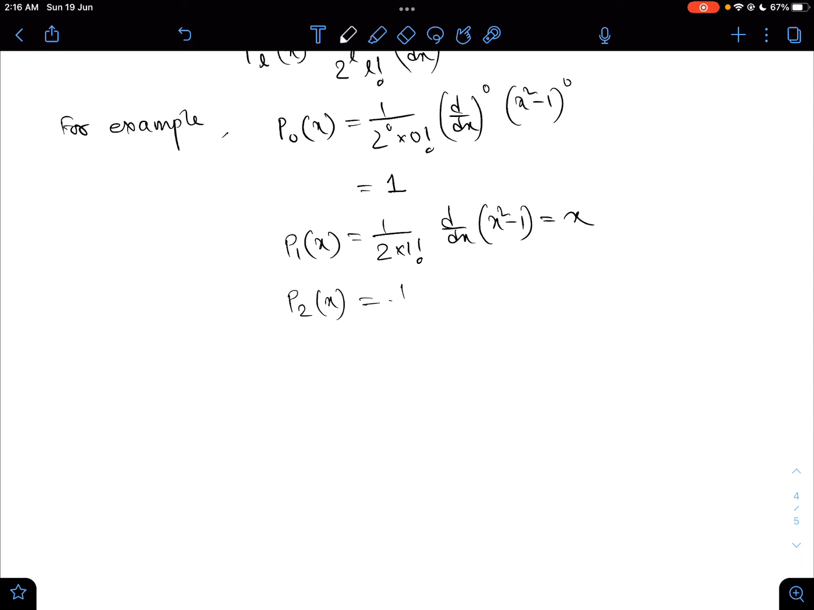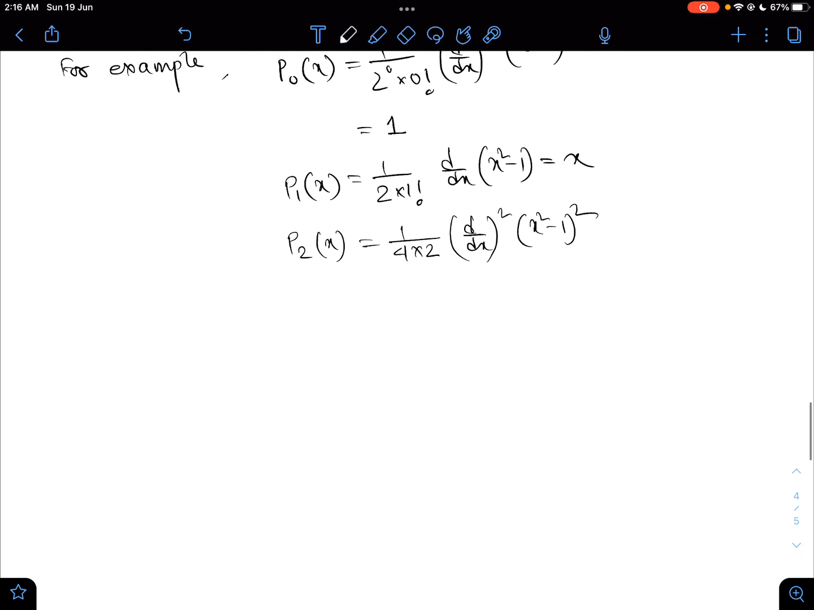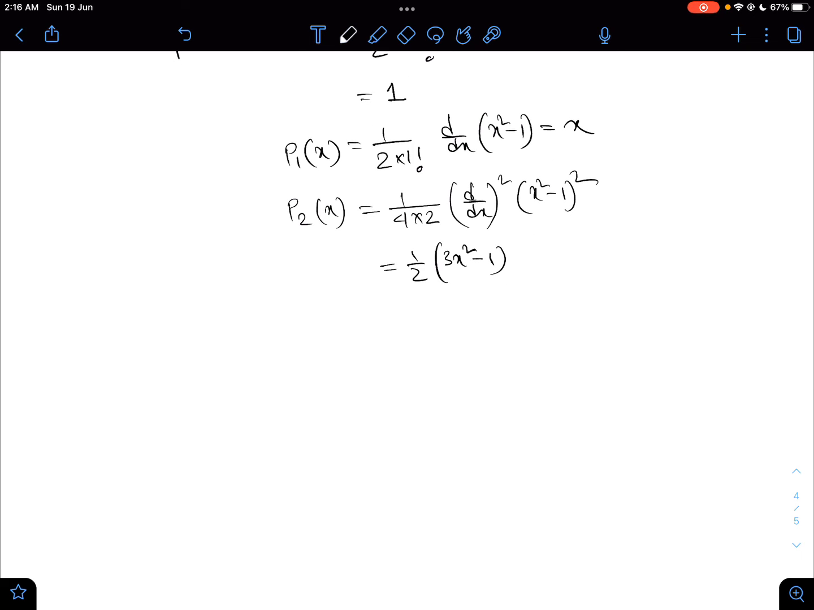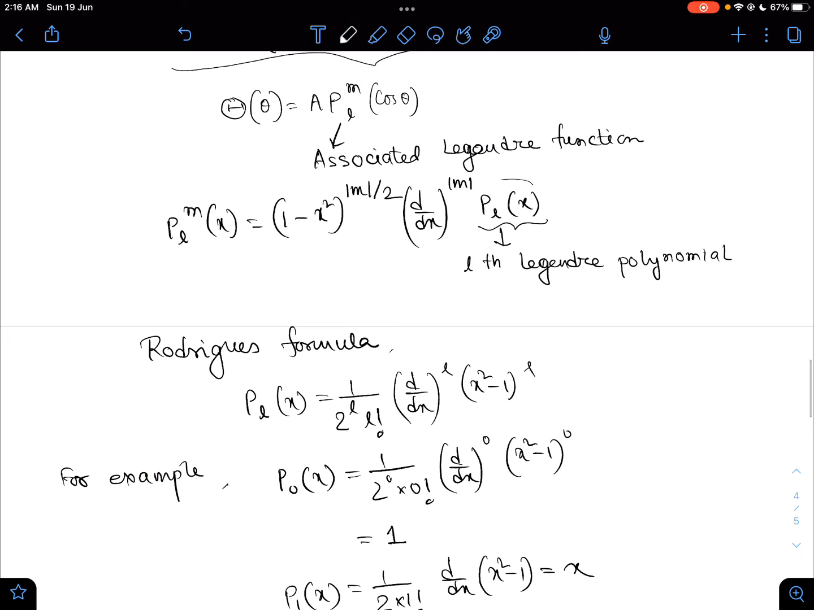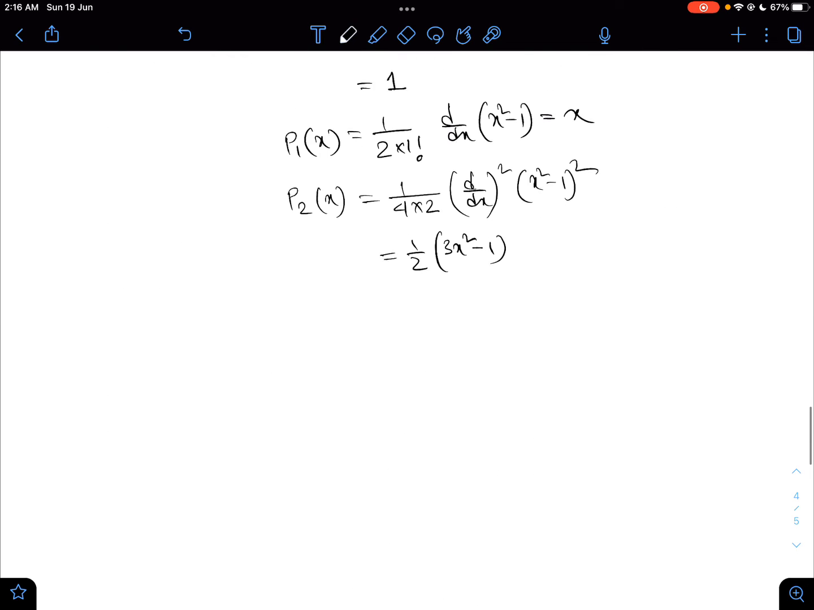So P_2(x) is 1/(4·2) d²/dx² (x² - 1)², so that will be ½(3x² - 1). In this way we can define all our Legendre polynomials. If we know our Legendre polynomial, and we plug it in here and put the value of m, then we will find the value of our associated Legendre function.